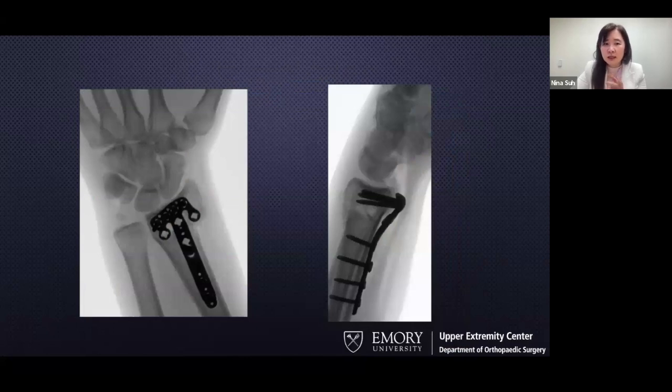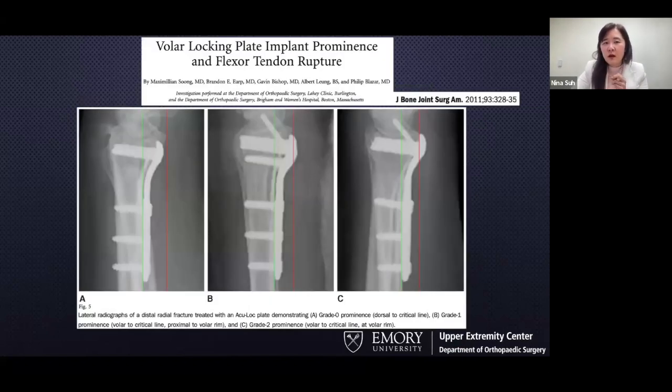This plate can also cause it. This patient also had an FPL rupture, actually at 6 weeks after surgery. But this is something that you have to be very mindful of. This is obviously a very classic paper, the Soong classification, looking at where you have the critical line and whether your plate is dorsal to the critical line, at the critical line, or past the critical line and along the volar rim. Of course, the pressures increase as you get more distal and volar to the critical line.